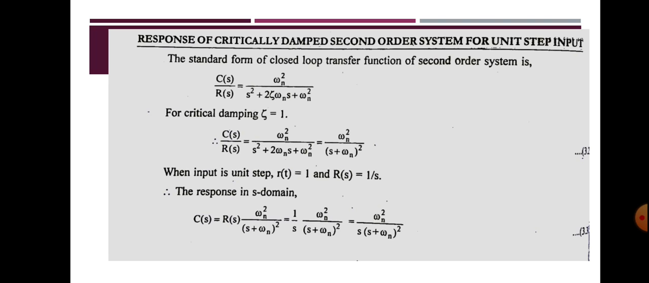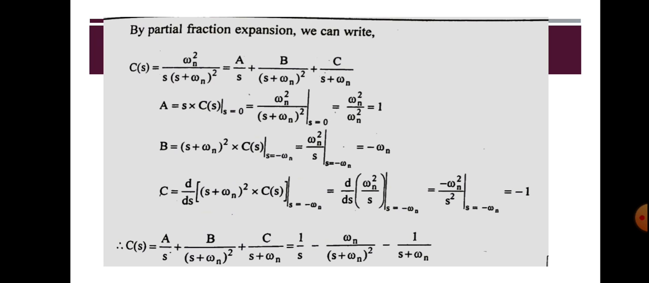We can split the terms by using the partial fraction method. So by partial fraction expansion, we can write C of S is equal to omega n square divided by S into S plus omega n all square, and that can be written as A divided by S plus B divided by S plus omega n all square plus C divided by S plus omega n. Next we have to find the values of A, B and C.